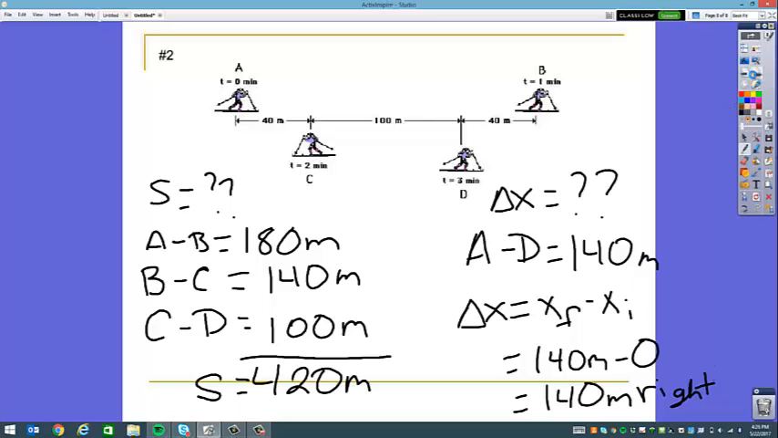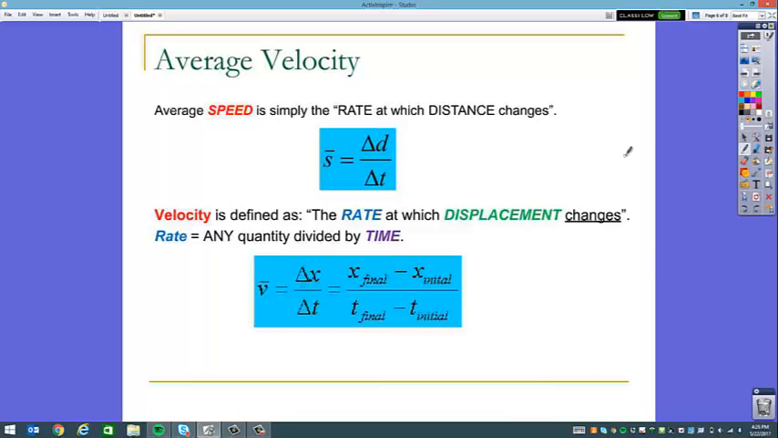Now we're going to add in the time factor. So we look at your average speed and your average velocity. Your average speed is looking at how fast you're going. So anytime you see this word speed, you're looking for fast. Okay, so how fast is something traveling?